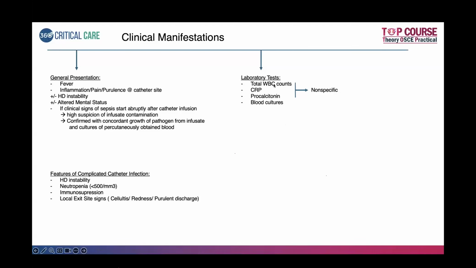For the lab tests, we usually do total WBC counts, CRP, procalcitonin. All these are non-specific, and blood cultures. Features of complicated catheter infection: hemodynamic instability, neutropenia, immunosuppression, and local exit site signs like cellulitis, redness, and purulent discharge. These four need to be kept in mind: hemodynamic instability, neutropenia, immunosuppression, local exit site signs.